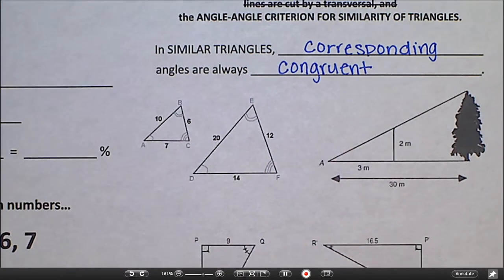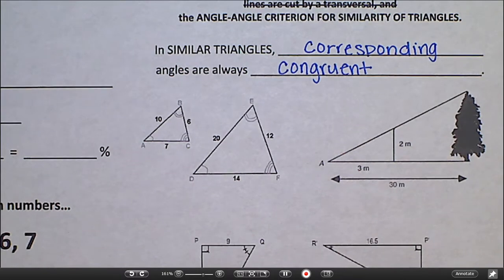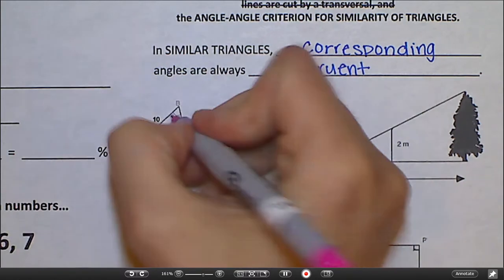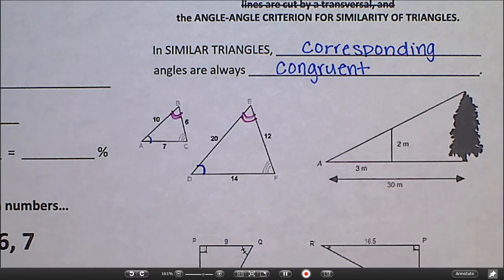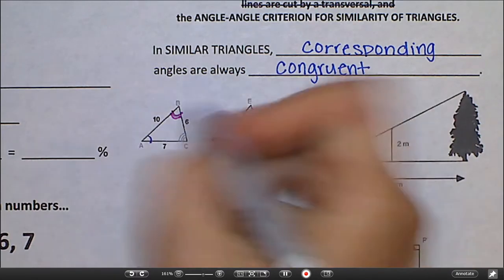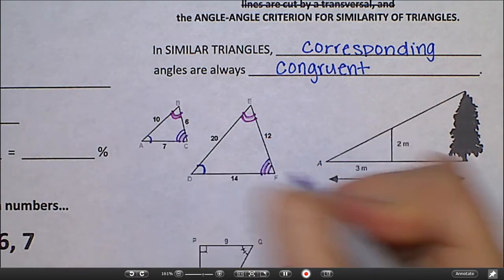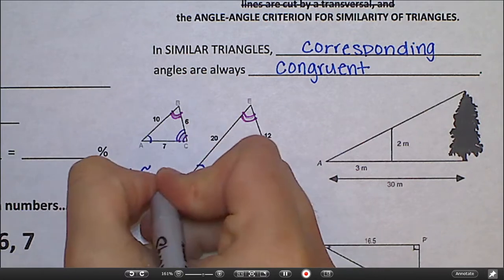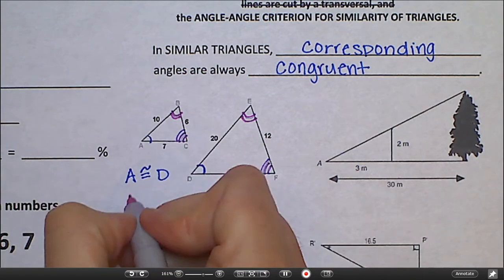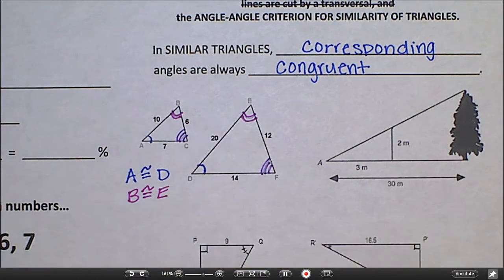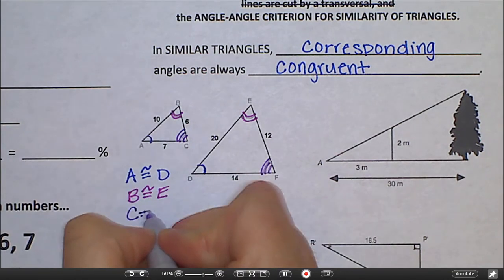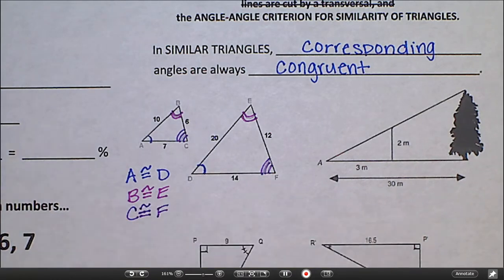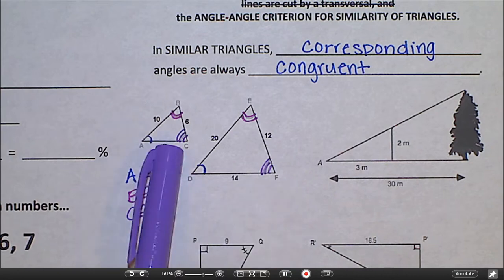Here, this first example really is only here to show us some symbols. You'll see that A and D both have one little arc. B and E both have 2 arcs. And then C and F both have 3 arcs. So what that's telling us is that A is congruent to D, B is congruent to E, and C is congruent to F. So if they had told us what A was, D would be the same thing. If they had told us what F was, C would be the same thing.